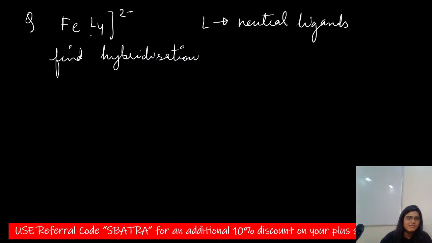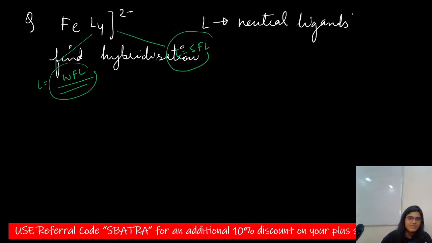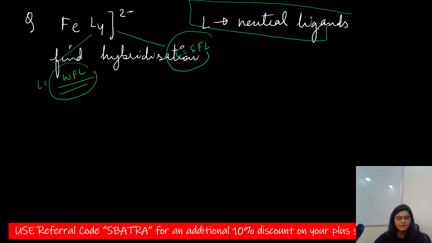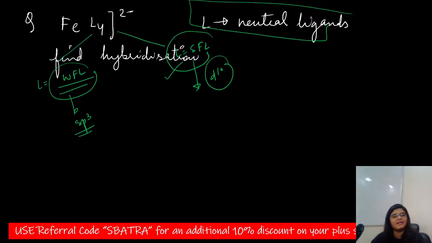What if L is any weak field ligand, and in the other case L is a strong field ligand, with the condition that L is a neutral ligand? What can I say here? This is a converted d10 system, so hybridization will be sp3. What about this case? Can I say again it's a converted d10 system? There is no effect of weak field or strong field ligand in this case.